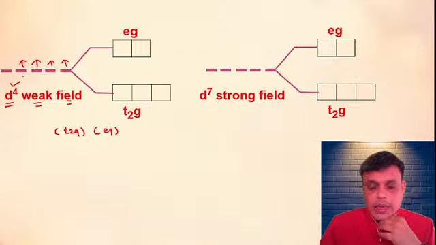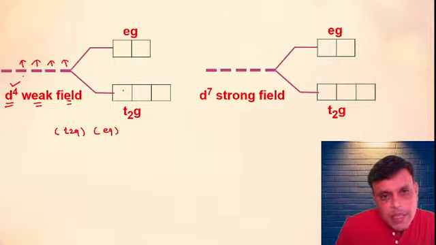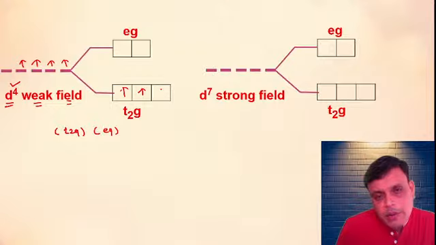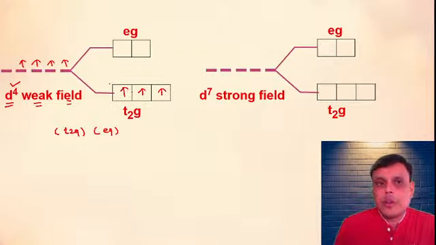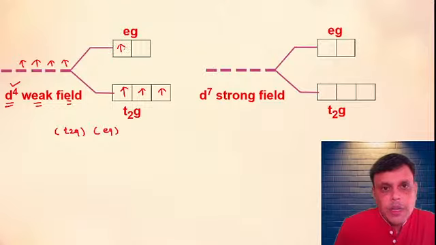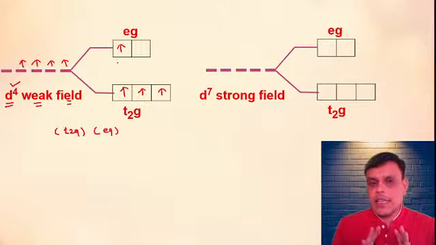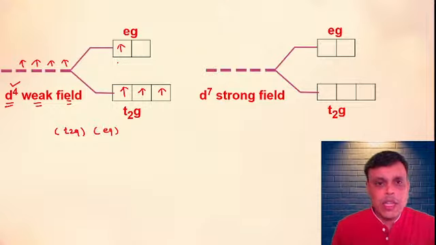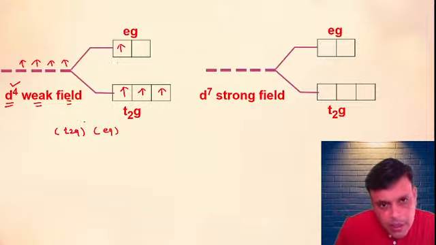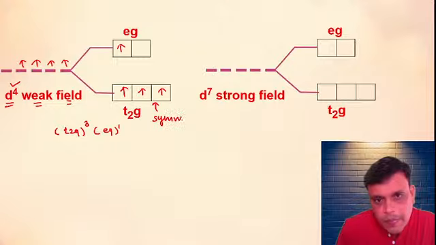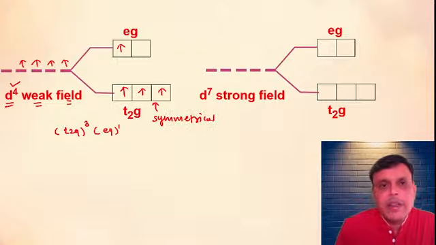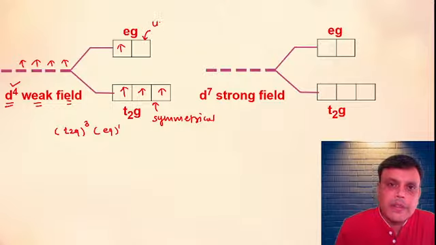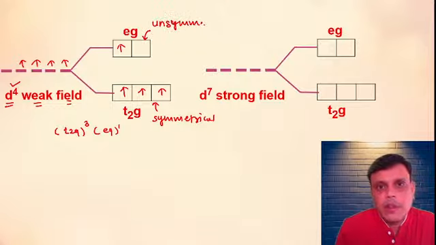t2g3 eg1, correct. Sonal and Vikram, correct. So according to the rule, three electrons will enter into the t2g orbital, and the fourth electron will go into the eg orbital because the gap between t2g and eg orbitals is less. So the electron will prefer to go into the eg orbital. So the electronic configuration is t2g3 and eg1. So here it is symmetrical filling, and here unsymmetrical filling of electrons. Okay.